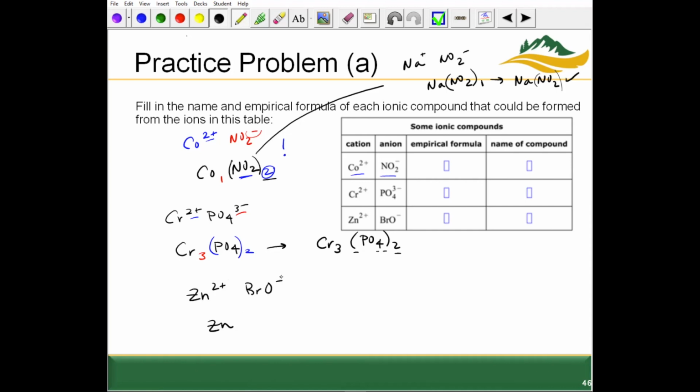The cross method here gives 1, all of this in parentheses, 2 for our final answer then, since we don't need to include that 1. So definitely make sure you write those parentheses. The 2 is on the outside of the parentheses.